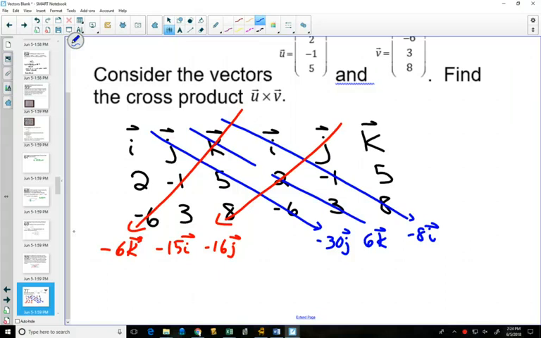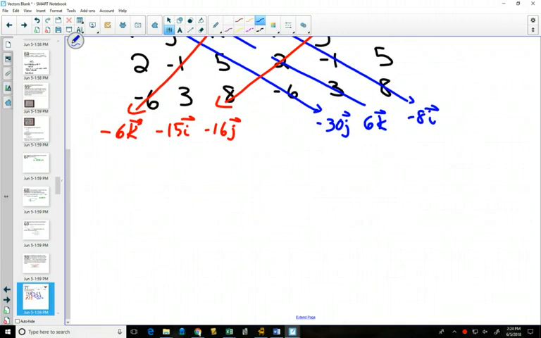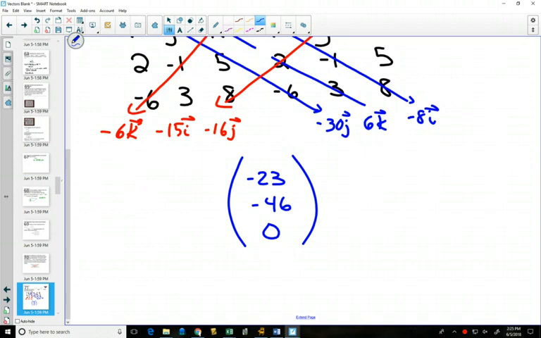Okay? Put things together. We've got -8i minus 15i will give us -23i. For our j, -30 minus 16, -46j. And for our k, 0. There is our vector that is perpendicular to both the other vectors.